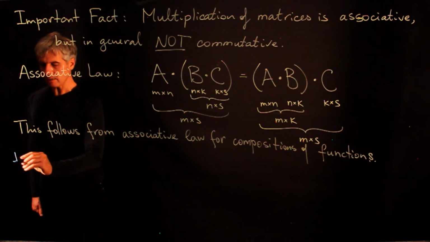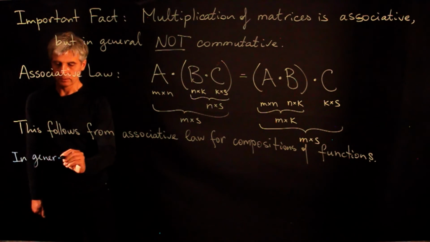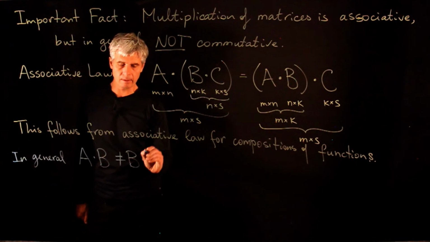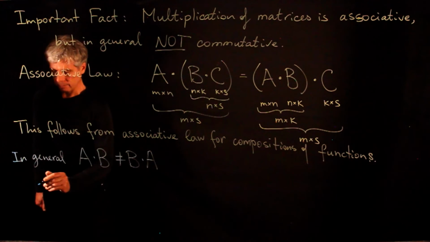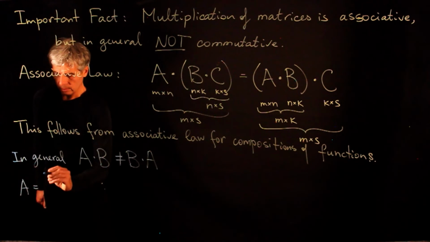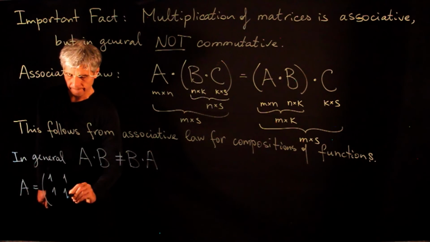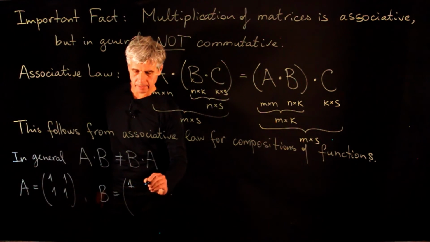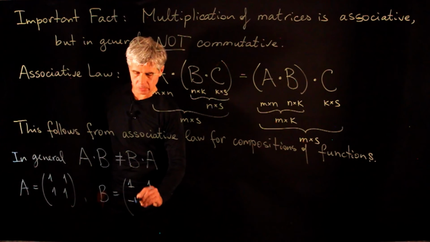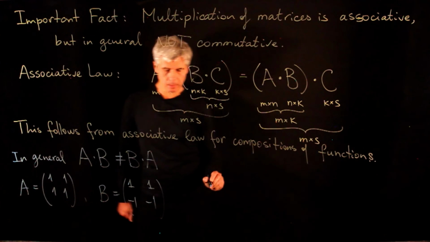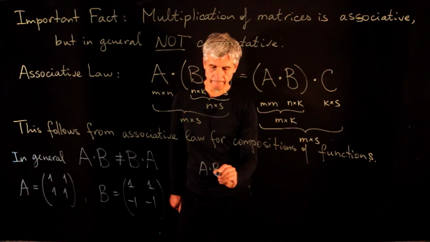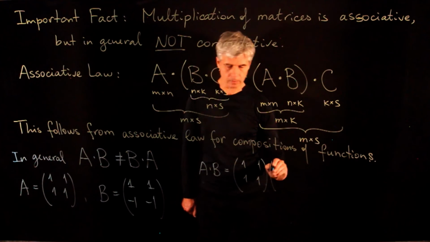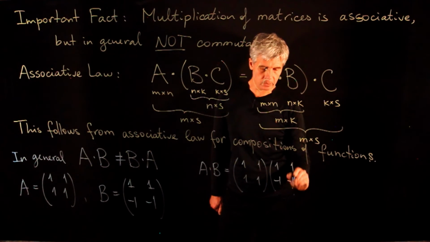So this means that in general, A times B is not equal to B times A. Now, let's see this. So suppose A is the following matrix, 1, 1, 1, 1. And B is the matrix 1, 1, minus 1, minus 1. Then what is A times B? So here we have 1, 1, 1, 1 times 1, 1, minus 1, minus 1.